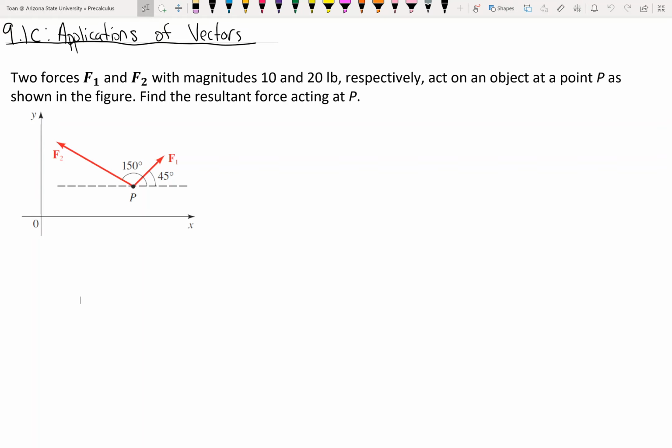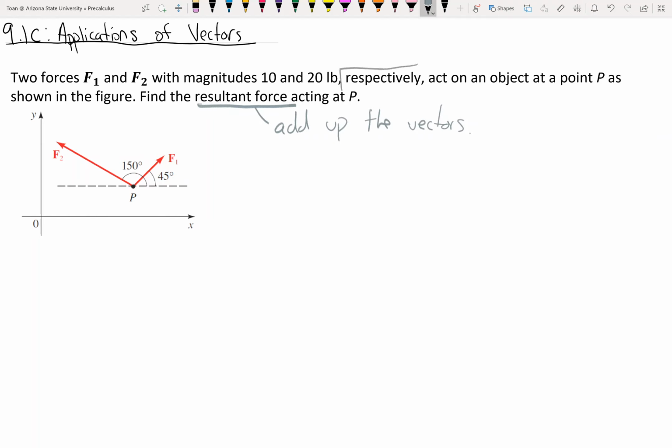This one here, they gave you a diagram. It says two forces F1 and F2 with magnitudes 10 and 20 pounds respectively act on an object at point P as shown in the figure. Find the resultant force acting on P. Remember the term resultant force. That just means add up the vectors.